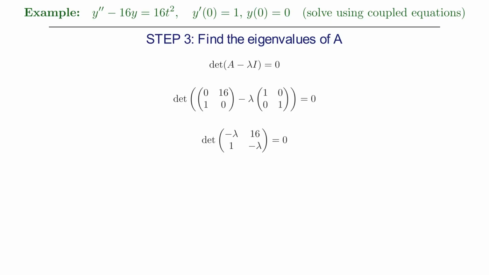So to take the determinant, we do the difference of the product of the diagonals. We do -λ times -λ minus the 16 times the 1 is equal to 0. So expanding the brackets, we get the quadratic λ² - 16 = 0. And we want to solve this to find λ. In this case, we can notice that this is the difference of two squares. So we can rewrite this as (λ + 4)(λ - 4) = 0, which gives us that λ is equal to 4 or -4.